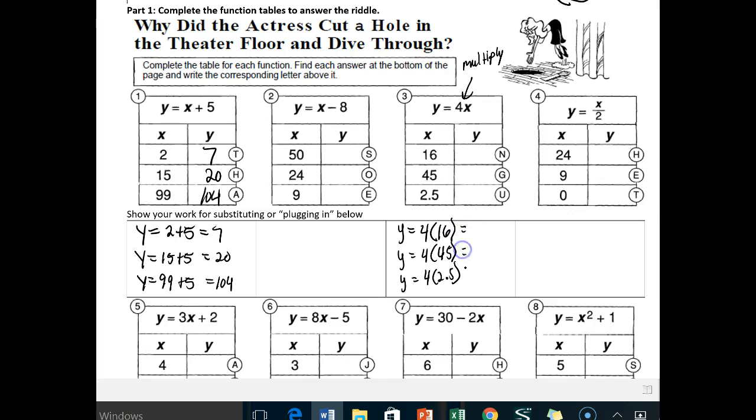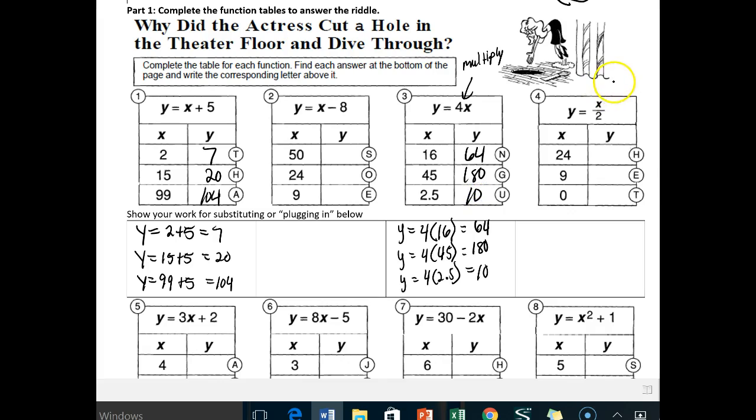And now let's do that multiplication. All right, so 4 times 16 first. And we will multiply, I'm using my reference sheet. 4 times 16 is 64. Put 64 right there. 4 times 45, I will help you out, gives you 180. And then 4 times 2.5 gives you, sorry, not 2.5, 10, my fault.